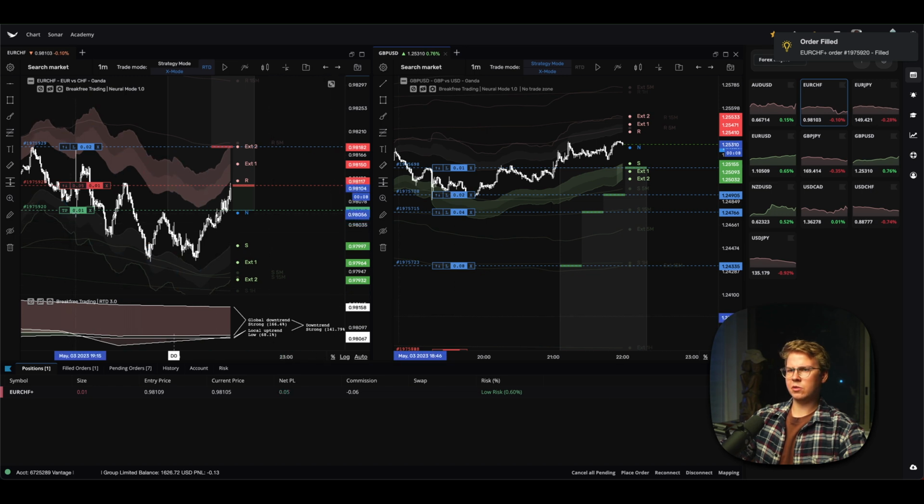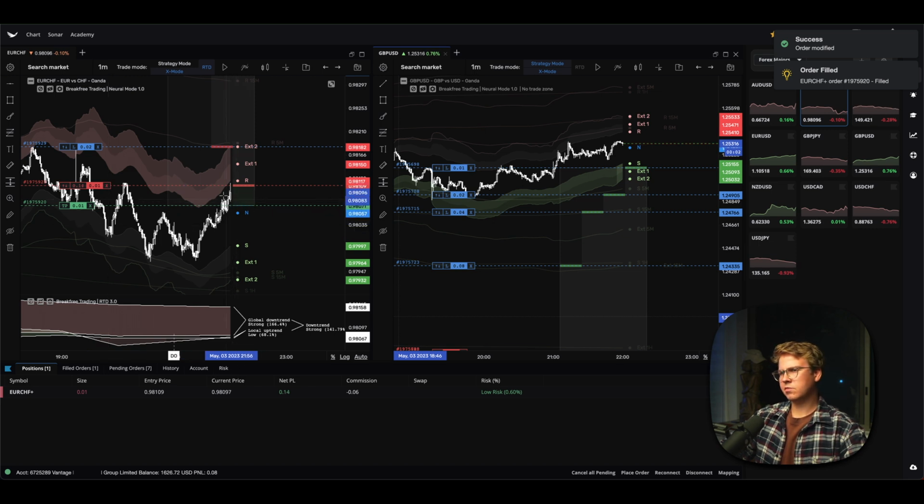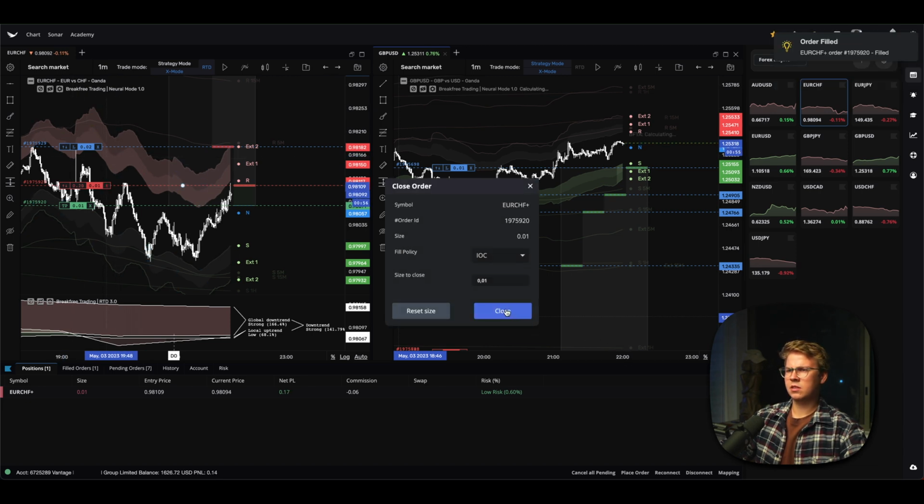All right, we got our first entry here, and now we're actually just looking to get out of this as soon as it goes a little bit down, not too much. Let's see. We're either closing it here or we're closing it manually.